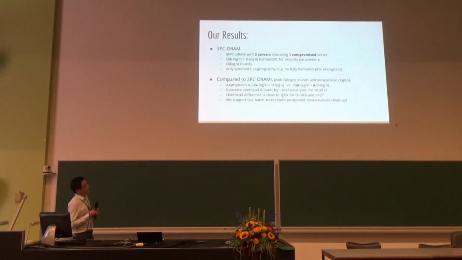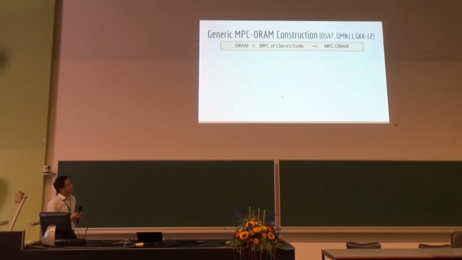Compared to 2PC ORAM with only inexpensive cryptographic operations, our asymptotics is better because we don't have the security parameter on the data block array size. Our concrete computation and bandwidth is also better. And we also support fast batch retrieval of data access. This slide will be more clear once I finish the rest of the slides. Okay, so for constructing MPC ORAM, well, first there's some generic way to do it.